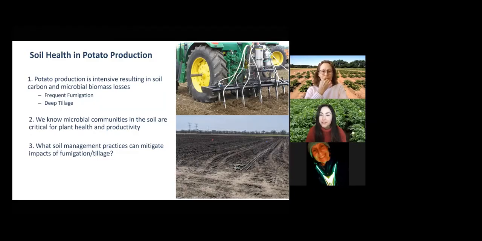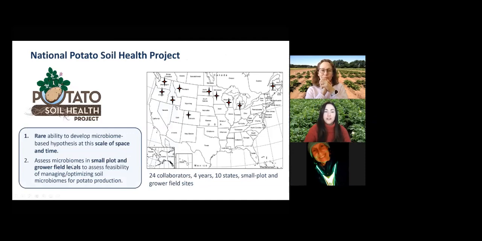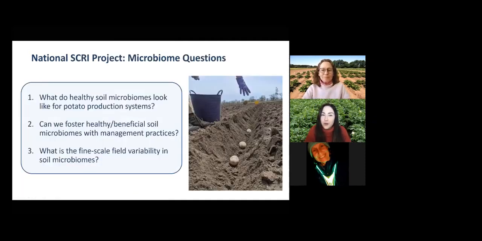But in order to do that, we really have to understand a few things about the soil microbiome. So that leads me to what our core questions are for this project. So what is a healthy soil microbiome for potato production systems? And I think it's important for us to set the context of defining a healthy soil microbiome. We don't really know what that looks like yet. But what we can try to do is define it within the context of what we're interested in getting from that soil microbial community. And in this case, that is a soil microbial community that can sustainably produce healthy potatoes over a period of time.